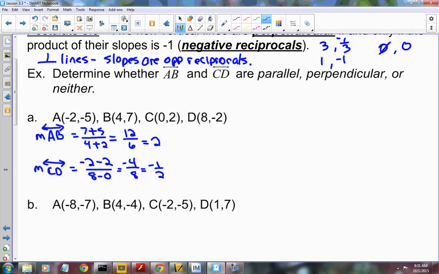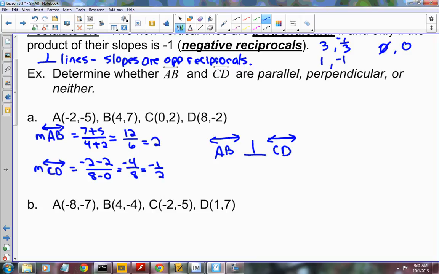If one of the slopes is 2 and the other one's -1/2, what does that tell me about my lines? They're perpendicular. Now, how would we write that? If we want to write that, we would say that line AB is perpendicular to line CD. That's the appropriate way to write that.